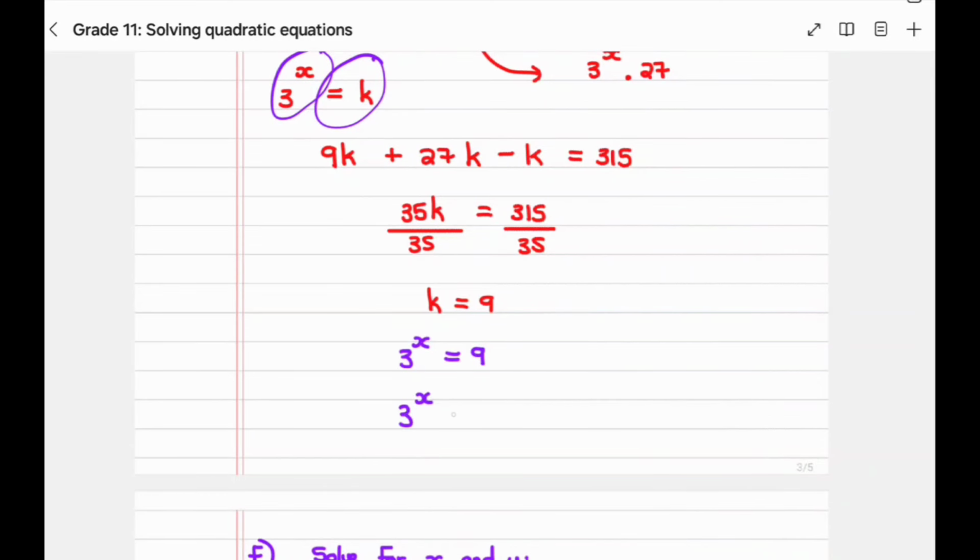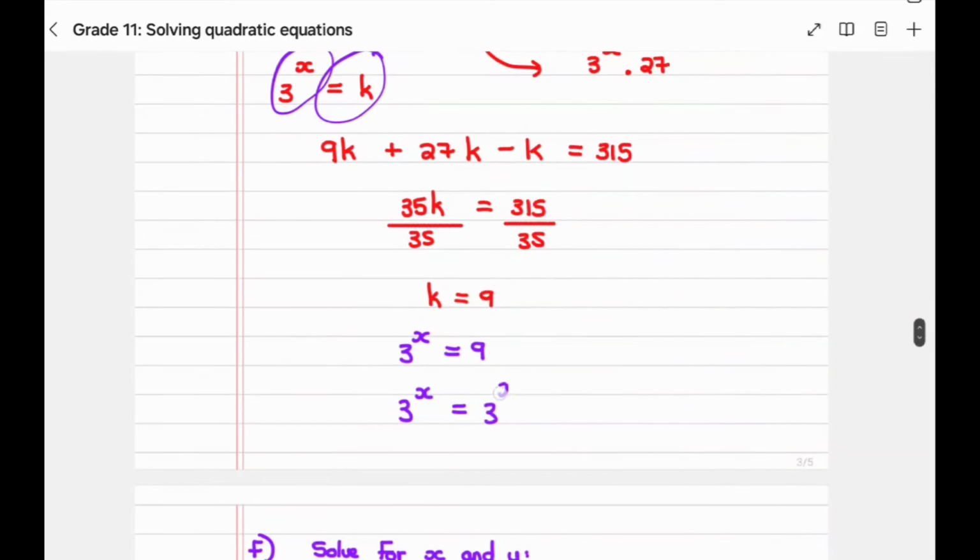So we're going to change the 9, or you could have just said 3 to the power what gives you 9. But let's change it: 3 squared. Drop it like it's hot. Thus, x is 2. Beautiful.